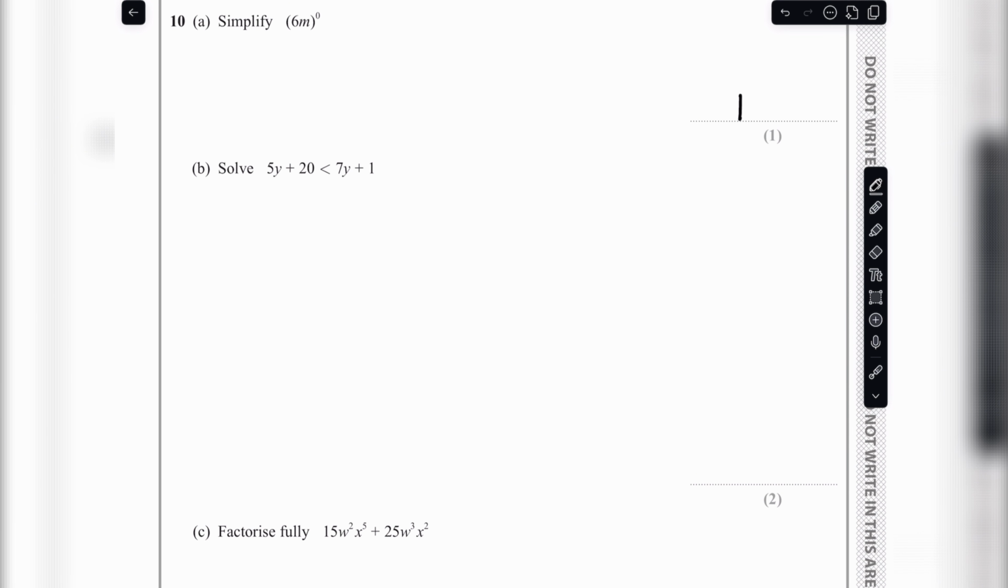In the second part of this question, we are told to solve this inequality. The first thing we need to do is subtract 5y from both sides. So 20 is less than 2y plus 1, and I'll write this as 2y plus 1 is greater than 20. The next step is to subtract 1 from both sides. So 2y is greater than 19. And if we divide both sides by 2, we get y is greater than 19 over 2.